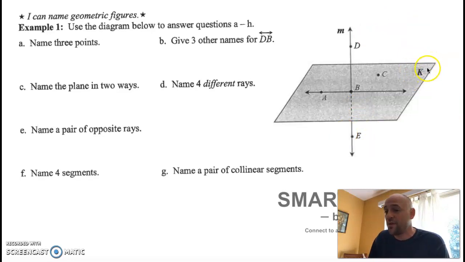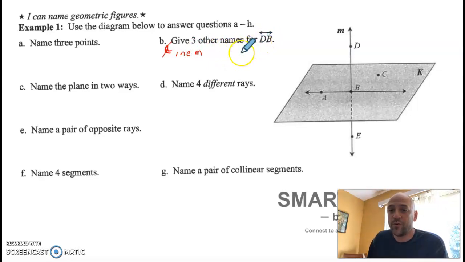Okay, this K, it's kind of bold. It's in the corner of the plane. That is not a point. This lowercase m, it's naming this line. M is not a point. Give 3 other names for line. Double arrow, DB. DB is this line here. Notice how the lowercase m is right there. So we can call it line M. We can name it that way.